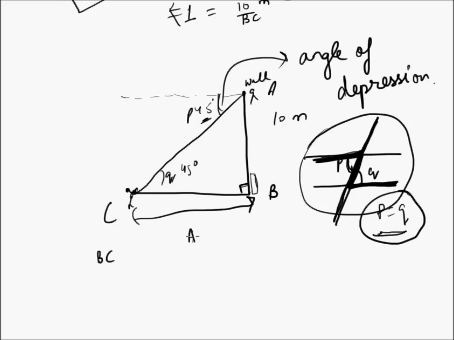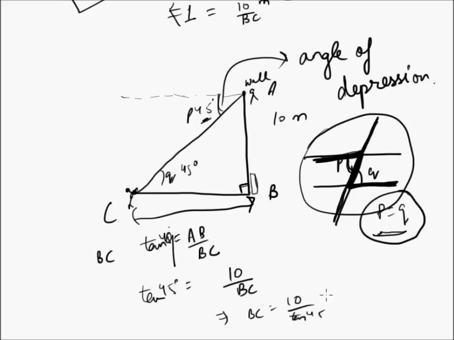So again, tangent of 45 degrees, that is Q, is AB over BC. Thus tangent 45 degrees is 10 over BC, or BC is 10 over tangent 45 degrees, or 10 over 1, such that BC becomes 10 meters. So this was the angle of depression, and a second example, a practical example on applications of trigonometry.